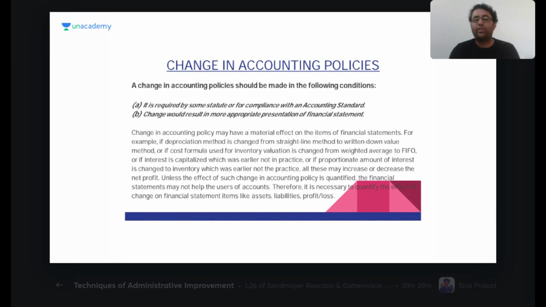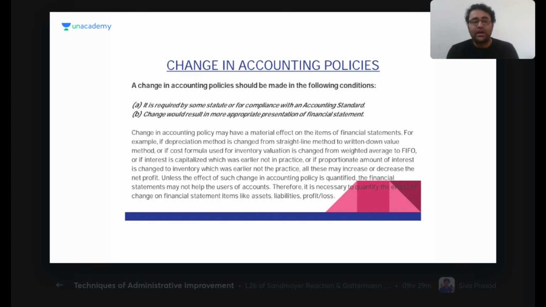Secondly, change would result in a more appropriate presentation of financial statements. Now, to answer your question, you cannot just change it whenever you want. The change should give you a positive impact in the presentation of the financial statements. Only then will you be allowed to change the accounting policies and procedures.